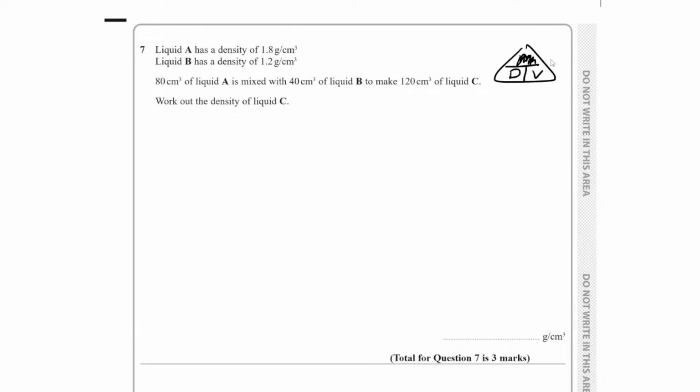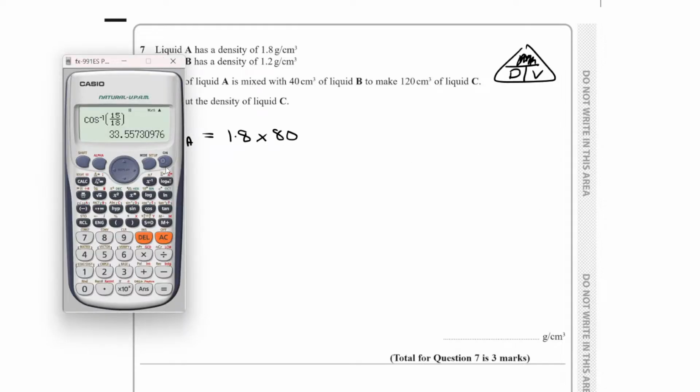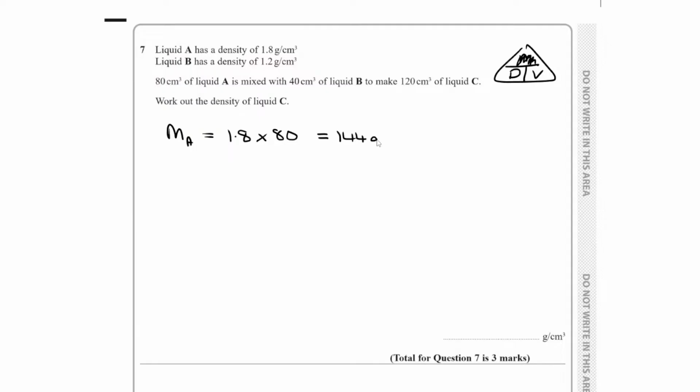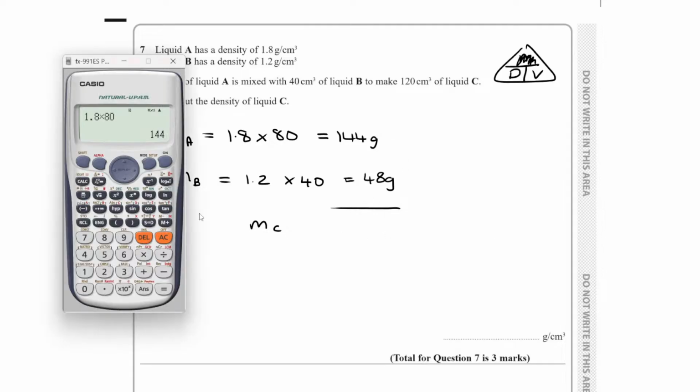To work out the mass, obviously I'm going to multiply. So mass for A is 1.8 multiplied by 80. Again, I'm just going to put that in my calculator. 1.8 times 80 is 144, and that's obviously in grams. And then the mass of B, just the same thing, 1.2 times 40, which I think gives you 48. Probably work out some of that yourself. And then obviously, therefore, the total mass of C is just those 2 added together. So take my answer, add 48, 192.